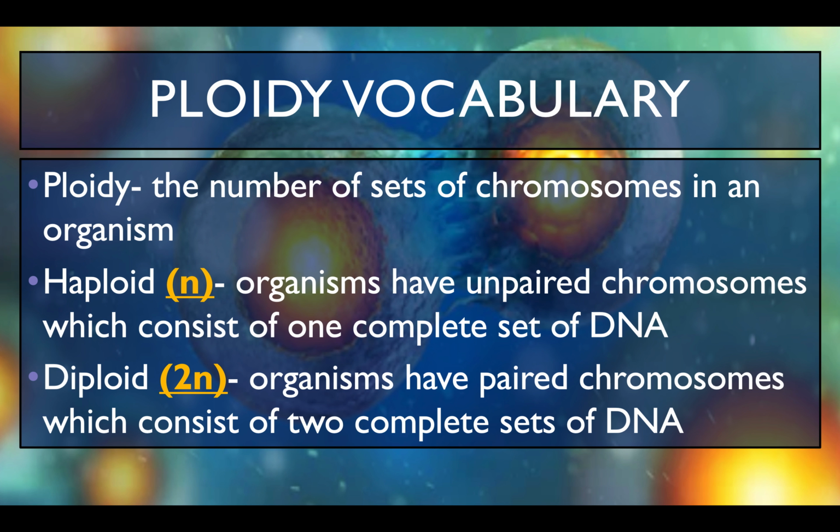In the same fashion, we can have a triploid organism, a tetraploid organism, a pentaploid organism. But in this class, and to be fair, pretty much in any other class in college, we are going to stick with haploid and diploid organisms. They are by far the most common, and that's all we are going to need for this class.